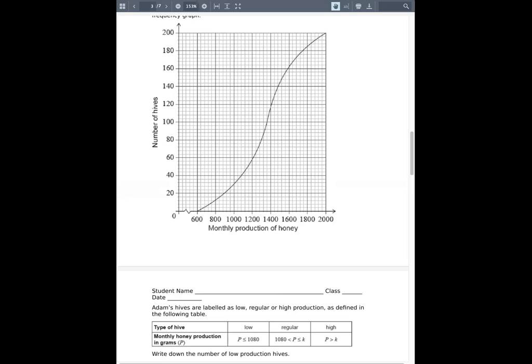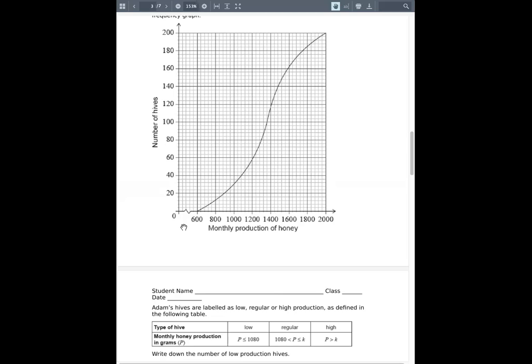Adam knows that 128 of his hives have a regular production. Find the value of K. Since we've established from 2C that 40 of his hives have a low production, we have the value of 40. And since it gives us that 128 of his hives are regular production, we have the value of 128. Since we want to find a high, we need to add up 40 and 128.